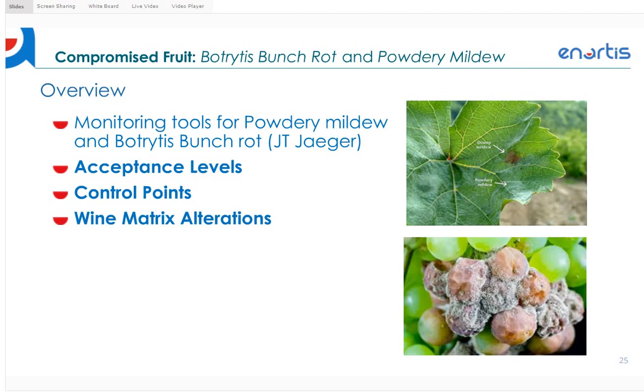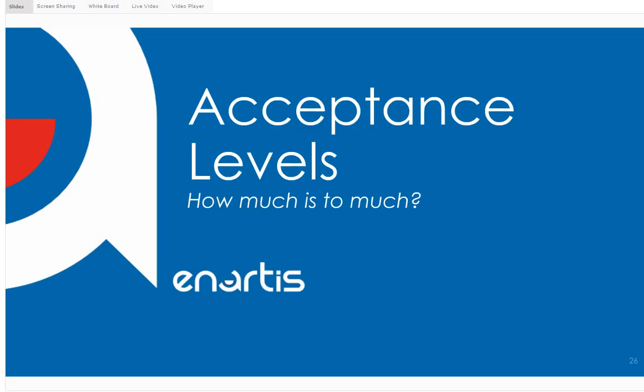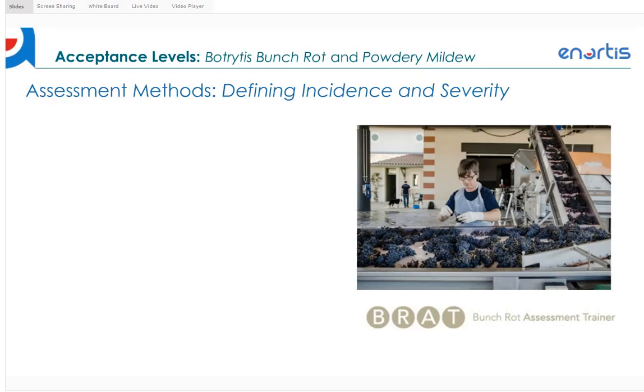So thank you, JT, and I'm going to be getting into acceptance levels, control points, and wine matrix alterations that occur with botrytis, sponge rot, and powdery mildew. So acceptance levels, how much is too much? It's very important for producers to establish and implement quality control measures for defining critical limits related to various quality factors in the winemaking process. And the assessment of disease incidence is one of those very critical factors that needs to be accounted for.